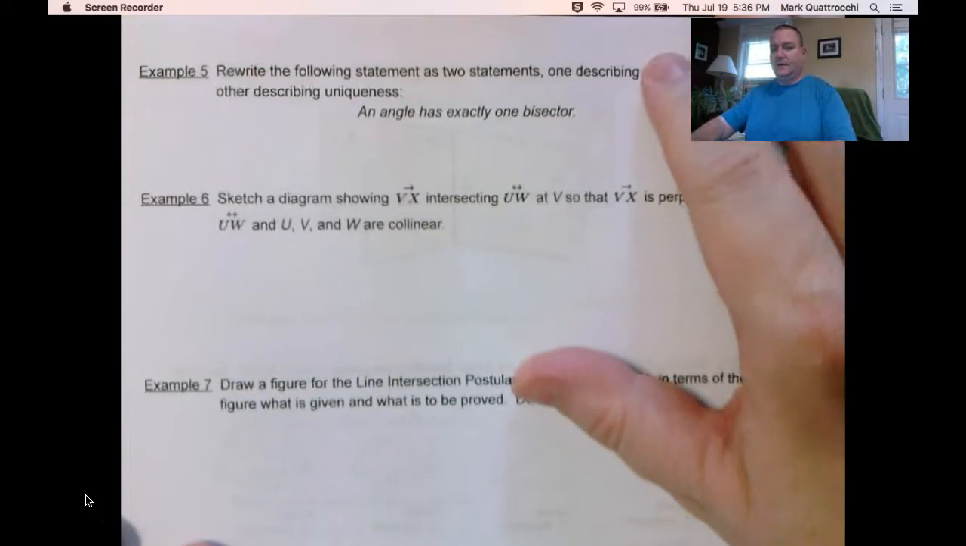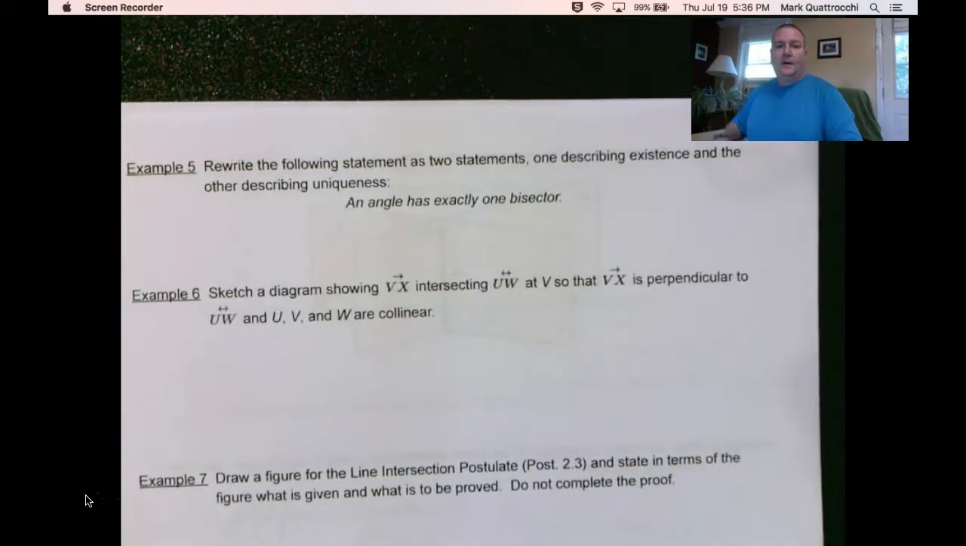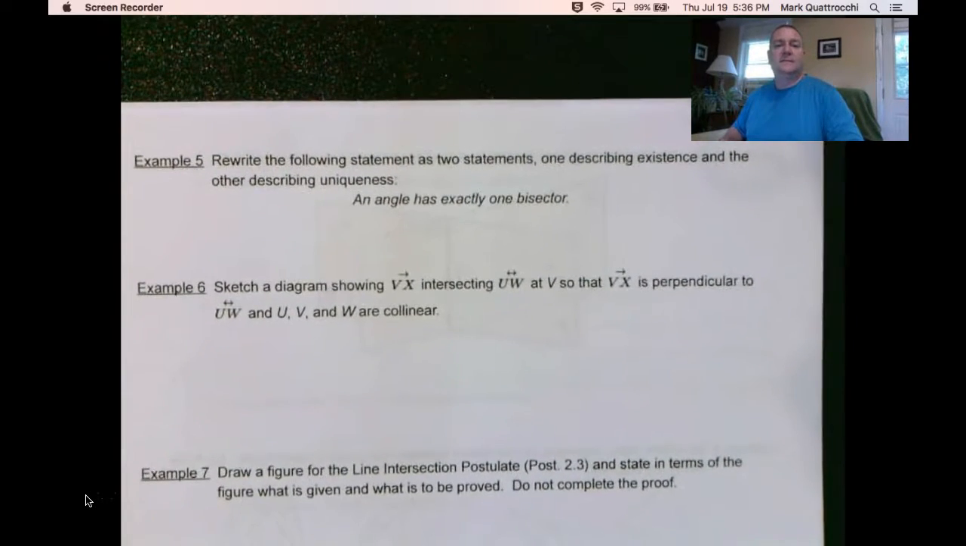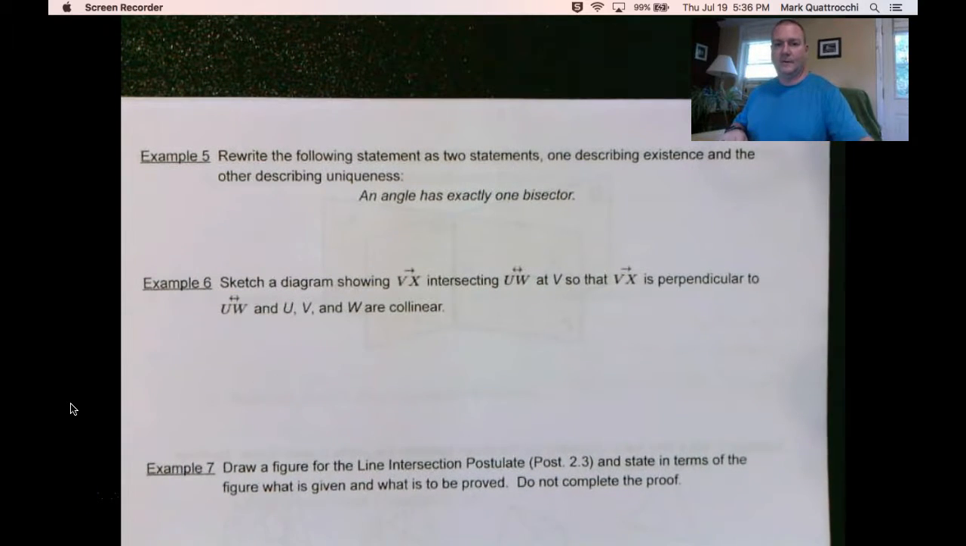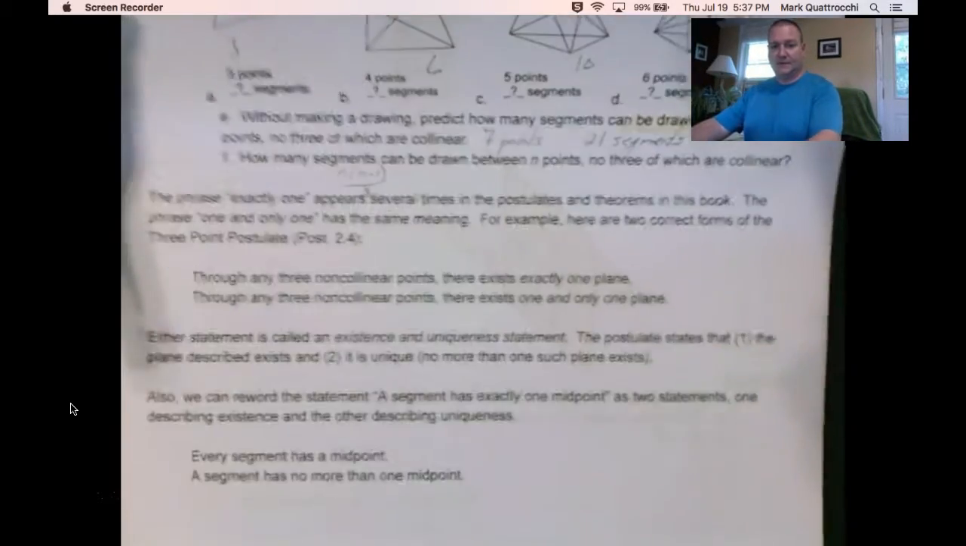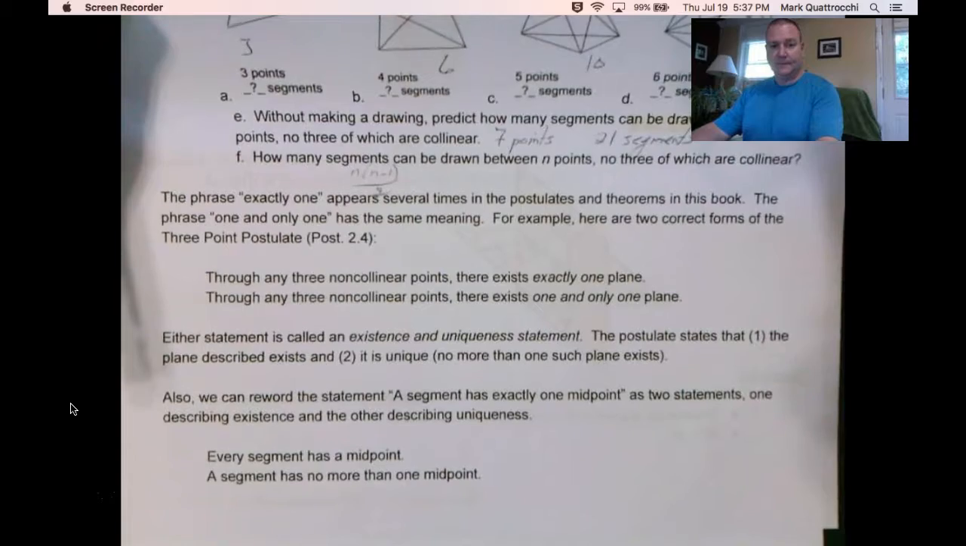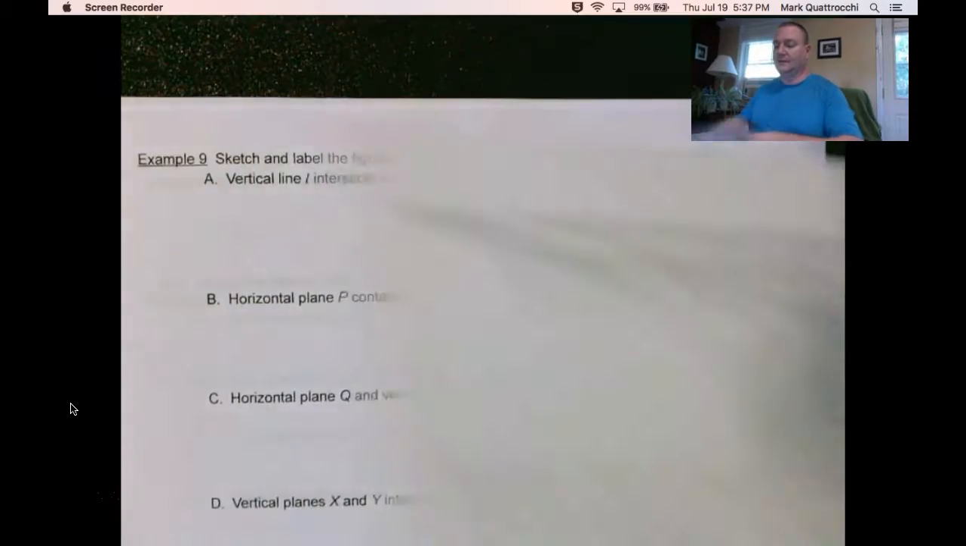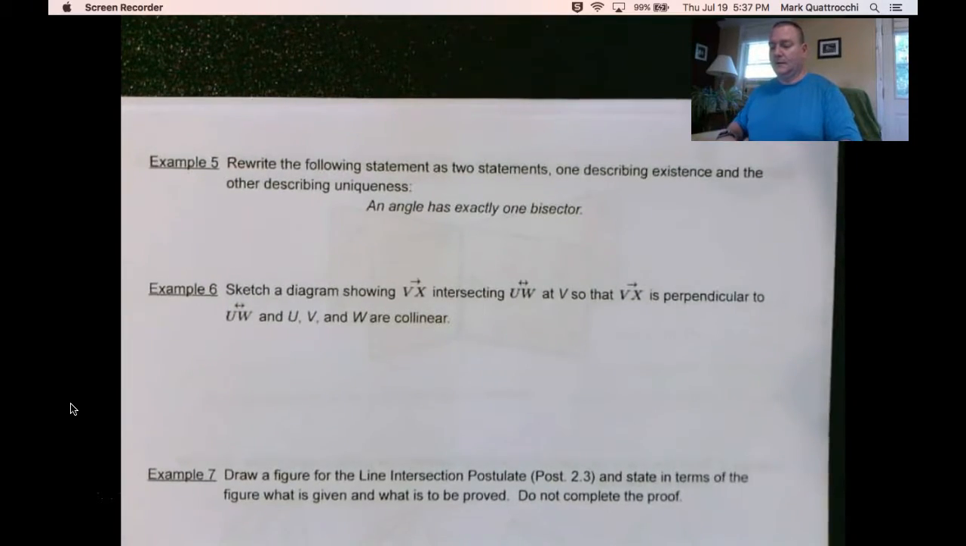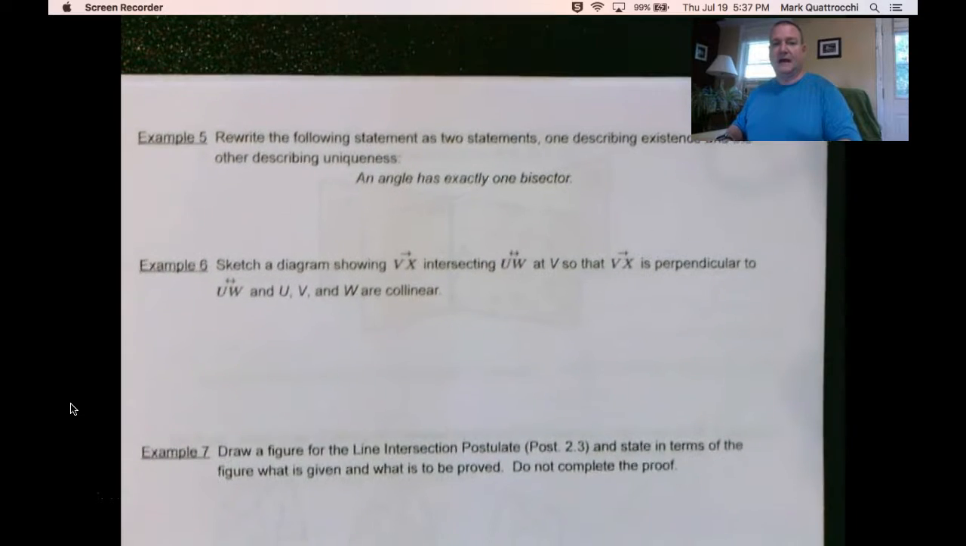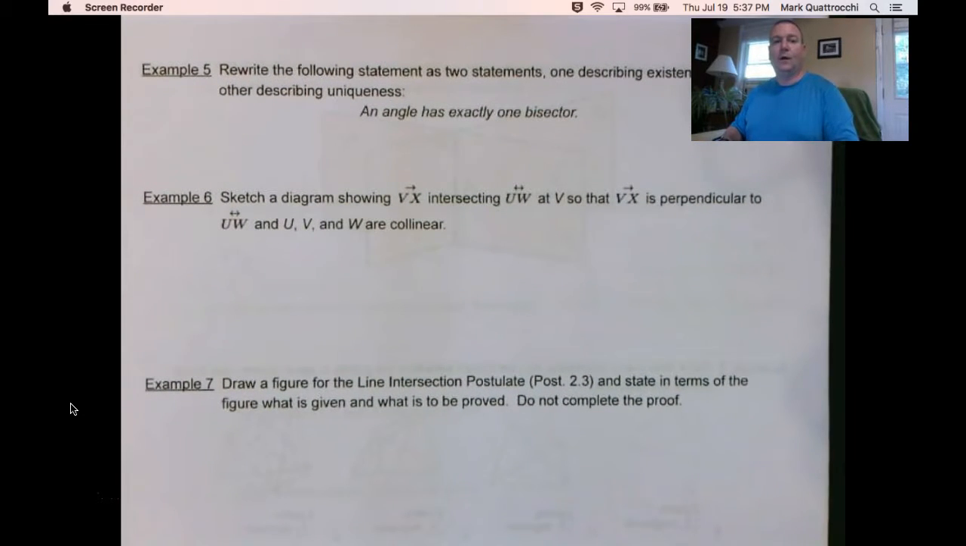Example 5. Rewrite the following statement as two statements, one describing existence and the other describing uniqueness. What existence and uniqueness statements are is described in the previous page, so you can read through that so that you know what that means. The original statement: an angle has exactly one bisector.